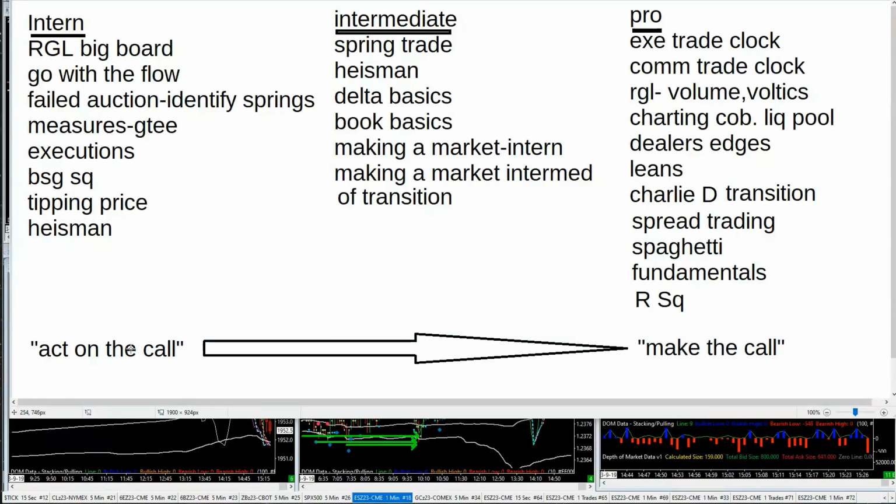So this is acting and not thinking. This is thinking and acting. And obviously, you've got to have the tools to be able to think and act at the same time. Does that make sense in terms of the structure coming up?